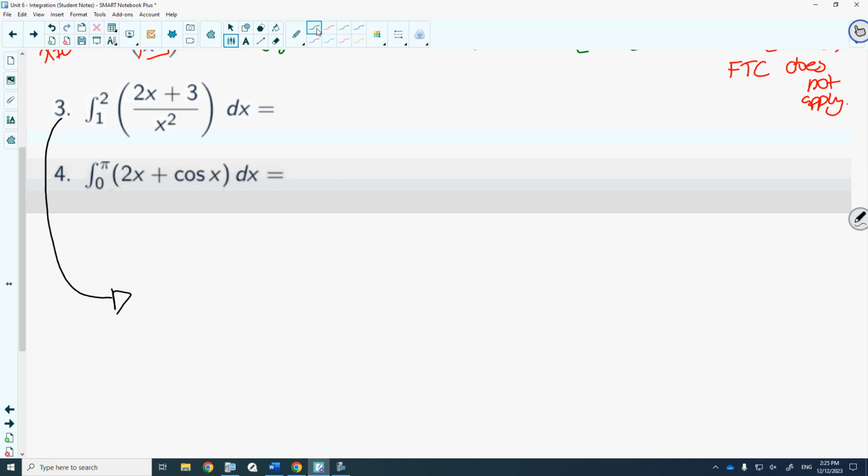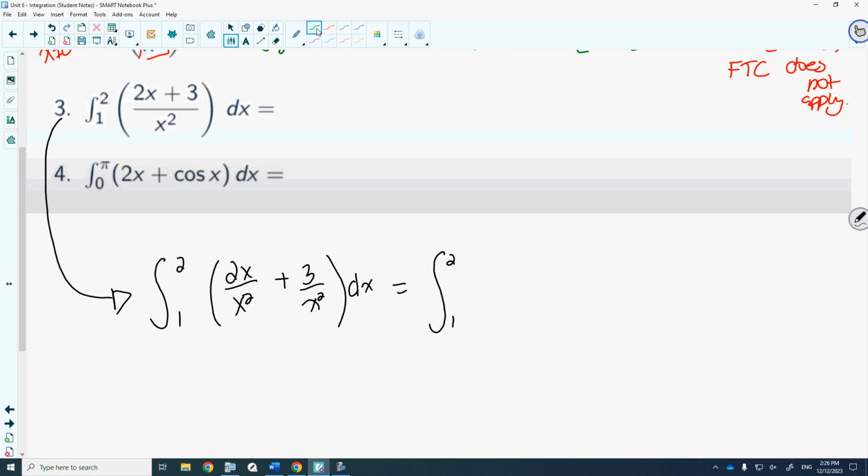Again, there's no quotient rule for antiderivatives. So let's rewrite this one. It will be 2x over x squared plus 3 over x squared. This is equal to 2x to the -1 plus 3x to the -2, because I wanted to do my reverse power rule.